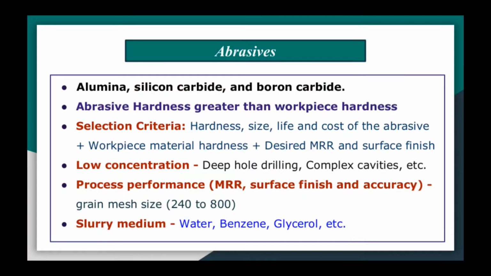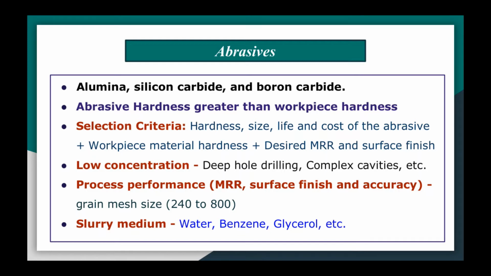Let us talk about the abrasives. There are various kinds of abrasives used in ultrasonic machining. Some of them are alumina, that is Al2O3, then silicon carbide, SiC, and boron carbide, B4C. Abrasive hardness should definitely be greater than the workpiece hardness, otherwise the abrasive itself will fracture or break rather than removing the material from the workpiece.